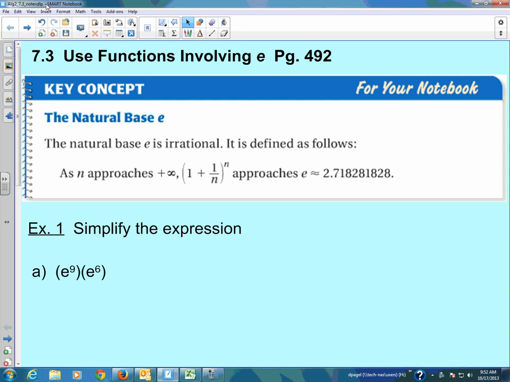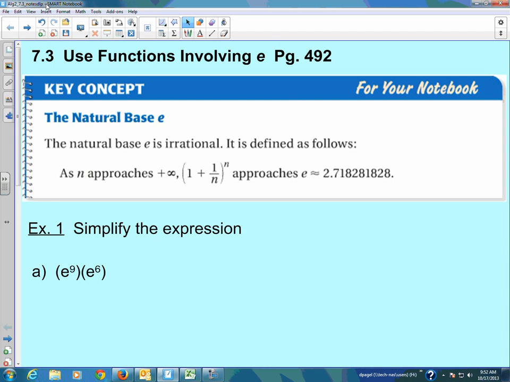Section 7.3, using functions involving e. So far what we've looked at are exponential functions of growth and exponential functions of decay. And those were based off of some variable b that we called our base. And that base was an integer or a decimal number of some sort. And from that we derived some critical movements to help us determine what the graphs of these functions look like. And then we applied some of our exponential growth or decay models to finances when we talked about compounding interest.